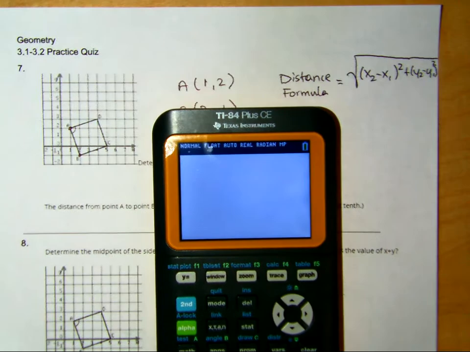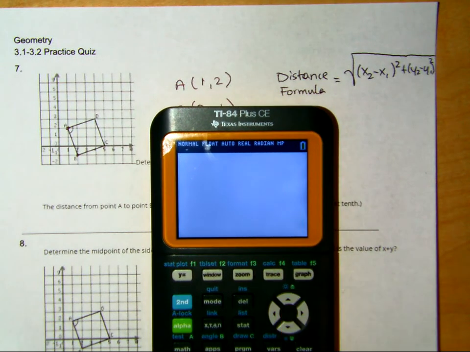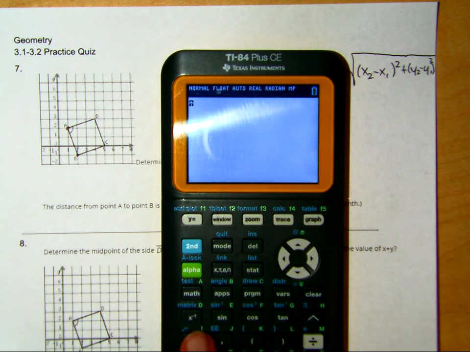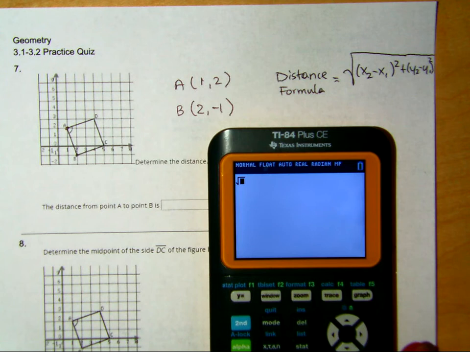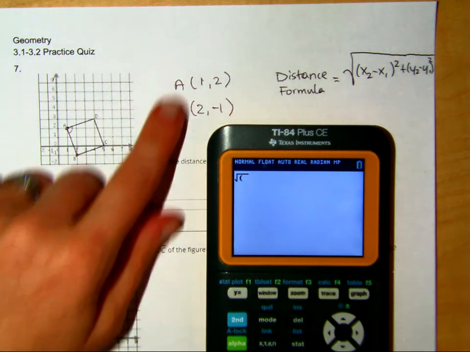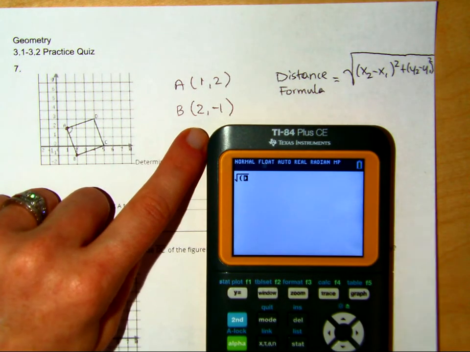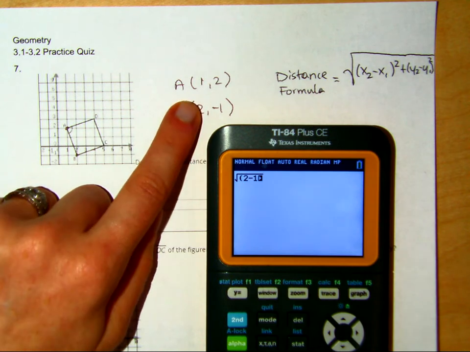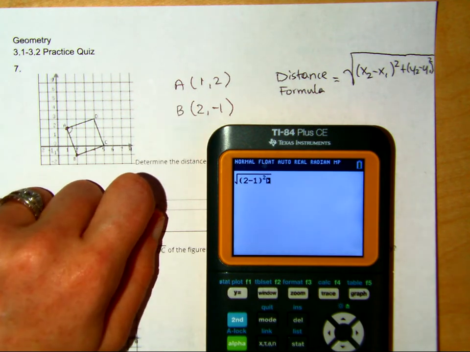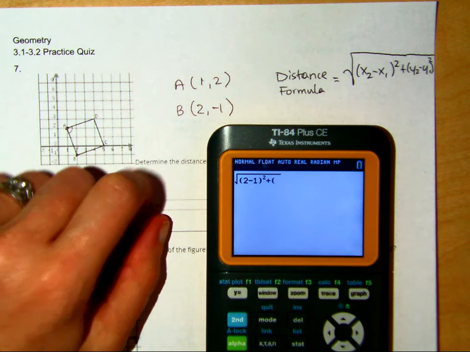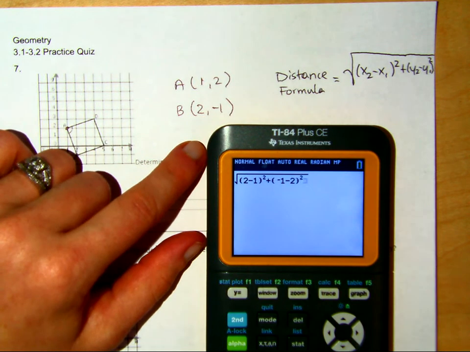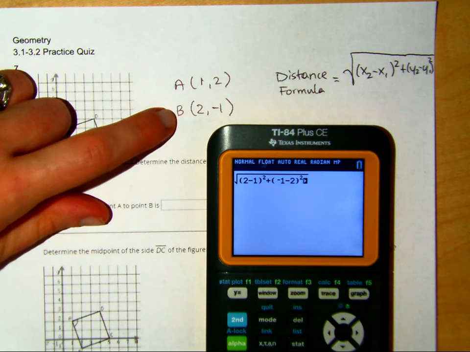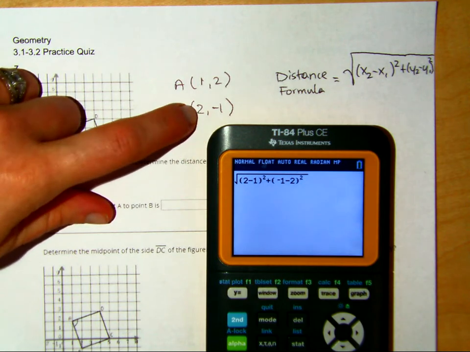So I'm going to hit second square root, which the square root is right here. Second square root. And I'm going to put a parentheses. My x value, so I'm just going to make the B's x my 2. Okay, so (2 minus 1) squared plus parentheses. I have to use the same order, so (-1 minus 2) squared. So again, make sure you use the same order. If I use this as my second point, you have to use it as your second point for both x and y. Okay, so I hit enter.